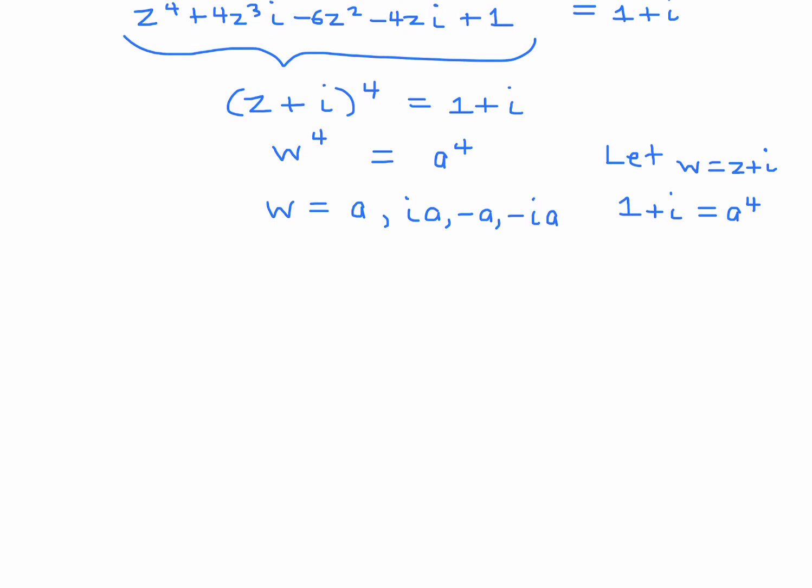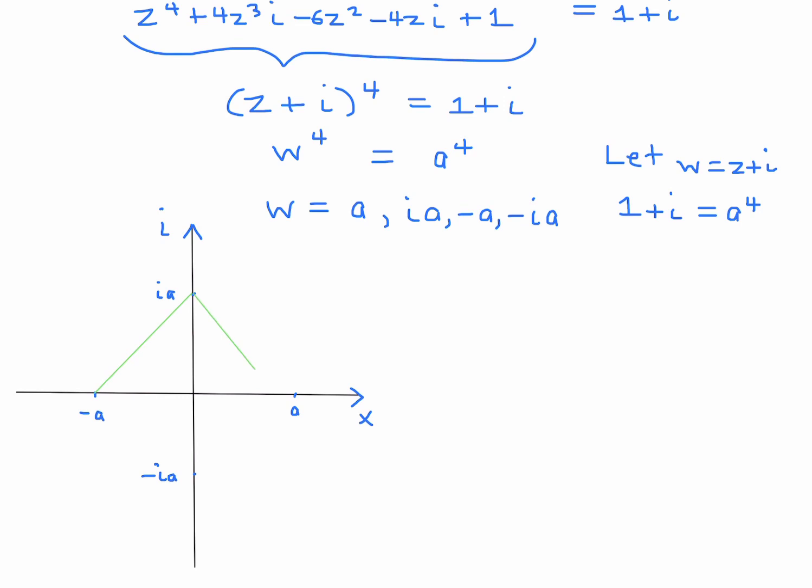If you plot this, it will look something like the following. This is x and this is i, because remember we're talking about the complex plane. If you plot these 4 points, a goes here, minus a obviously here, ia is up here, and minus ia is down here. And this is my shape. As you can clearly see, this shape is a square. So I have to figure out the area of this square.